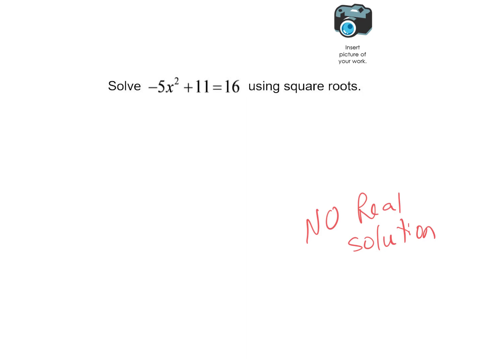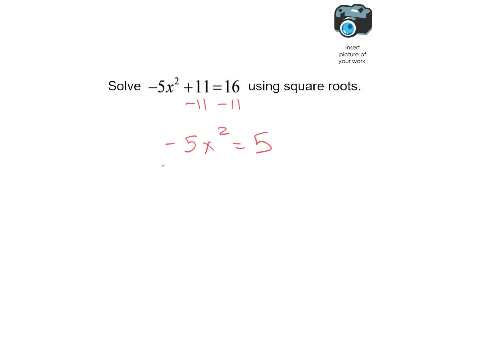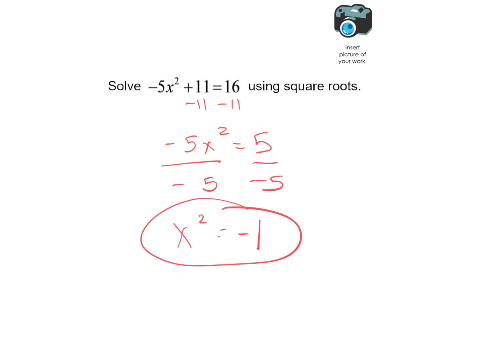Did you get no real solution? If you got no real solution, you can take a picture of your work and move on. If you did not, let's see what went wrong. So I'm going to subtract 11 from both sides. Negative 5x squared equals 5. Divide by negative 5. x squared equals negative 1. Okay, right here I see x squared is equal to a number that's less than 0. So my answer is no real solution.